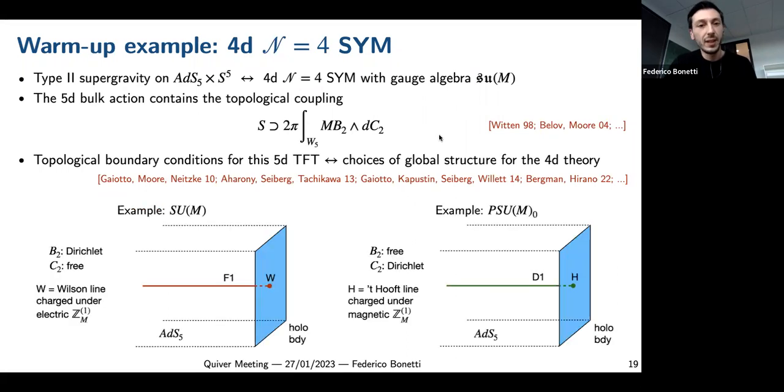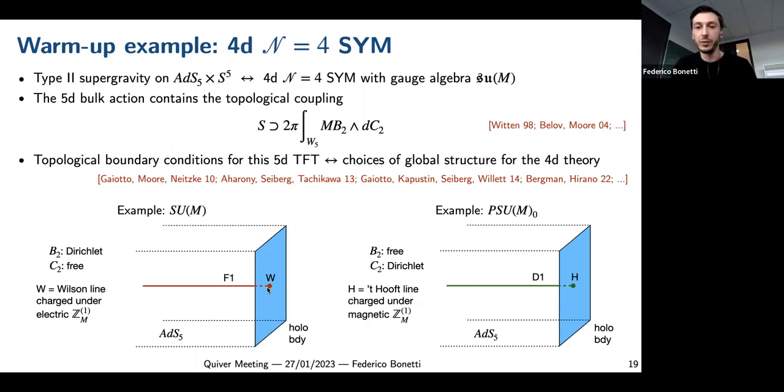So that, for instance, if we choose the Dirichlet boundary conditions for B2, letting C2 freely varying, we are realizing the SU gauge group. That has an electric one-form symmetry. The charged objects under that are Wilson lines. And if we want to realize them holographically, we can use fundamental strings that, as you can see, are along the radial direction and then touch, so to say, the holographic boundary and give us a non-topological Wilson line. So these are the charged objects, need not be topological.